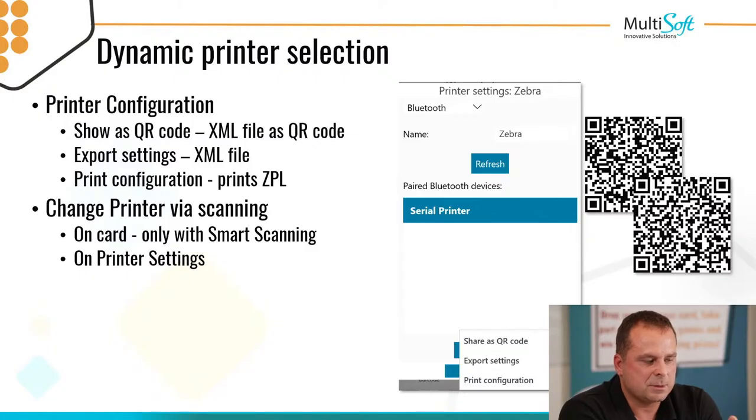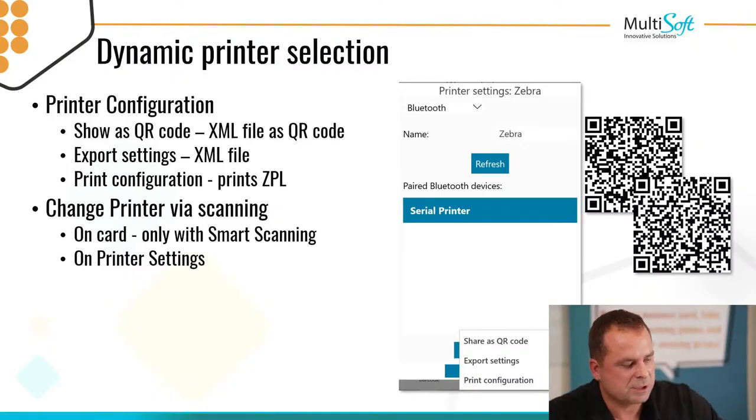So as you can see on the slide, from the printer settings, you can share the printer with a QR code, you can export the setting, which will be an XML file, and you can also ask the actual printer to print out the configuration QR code of itself, so that is also an option. And as I promised, when you are standing on a certain card, then you can use your device and scan a certain printer to change that.